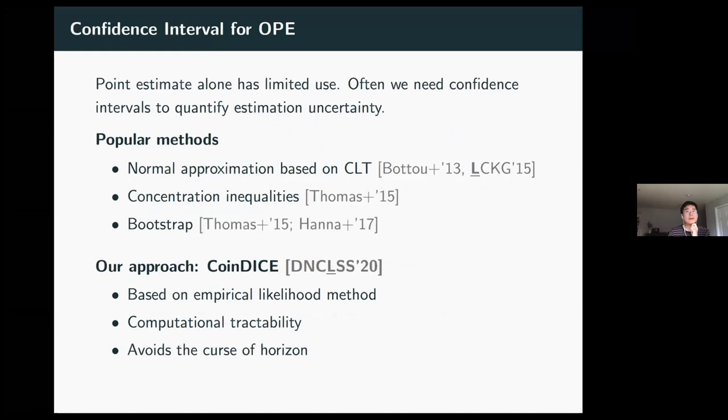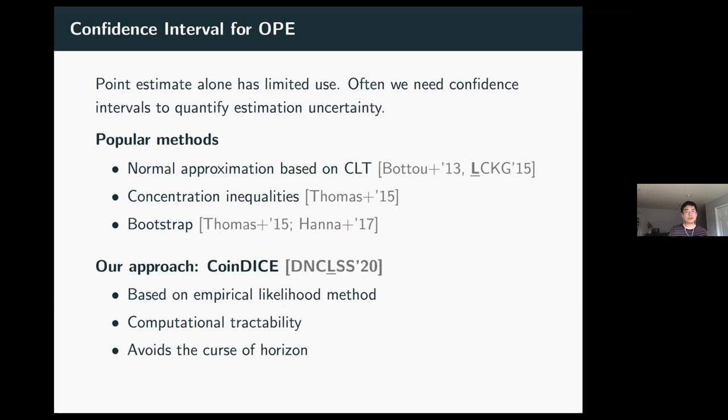And then another one, I think Bo is going to talk about it in his talk, is how to estimate uncertainty in the form of confidence intervals. In the past, people have used, let's say, normal approximation based on the central limit theorem to get a confidence interval for OPE, or other methods like the bootstrap. But these methods may not work well when you have a long horizon problem, for the same reason that the curse of horizon makes a lot of things challenging.